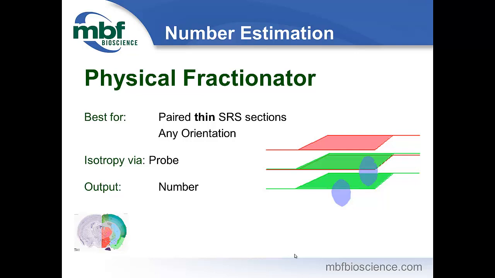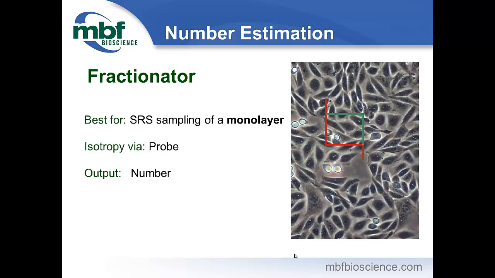Okay. What if you're working on the bottom of a petri dish, for instance? In that case, you can use the fractionator technique. So in this way, you would do SRS sampling of a monolayer. This is going to be pretty familiar to people who do cell culture because it's very similar to how you would actually count the number of cells you're going to plate for your plating density using a hemocytometer. In this case, you're going to use the fractionator technique. So your isotropy is provided via the probe, and your output is going to be number.